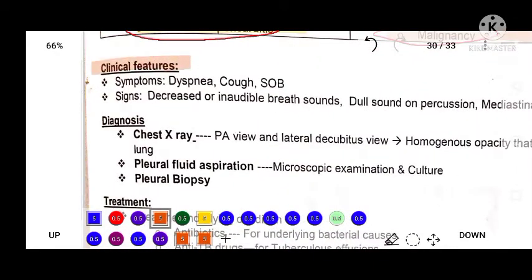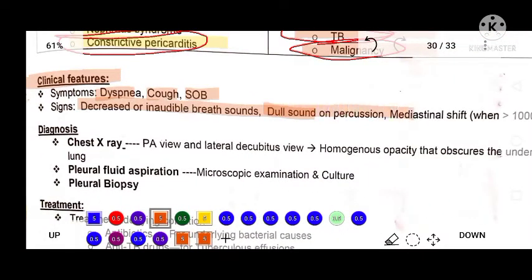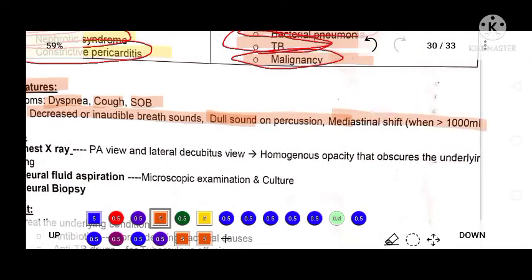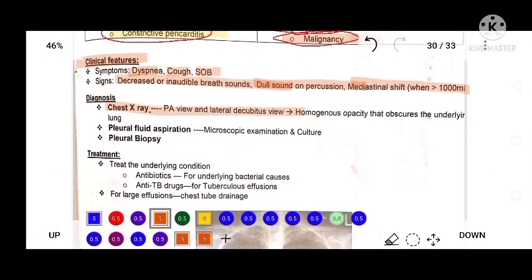Now, clinical features of pleural effusion are dyspnea, cough, shortness of breath, and there will be decreased or inaudible breath sound with a dull percussion sound, and the mediastinum will shift to the opposite side of the affected lung. X-ray lateral decubitus view shows homogeneous opacity that obscures the underlying lung. Pleural fluid aspiration should be done for microscopy and culture, and pleural biopsy is also performed in pleural effusion.